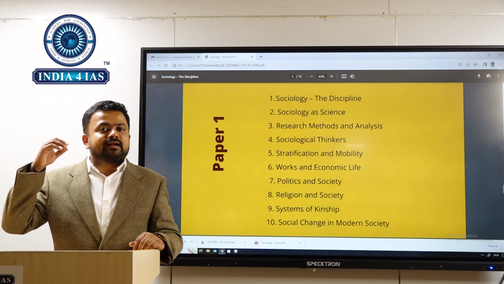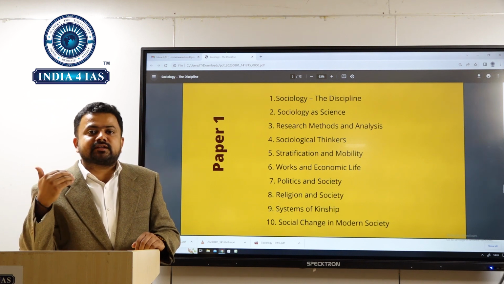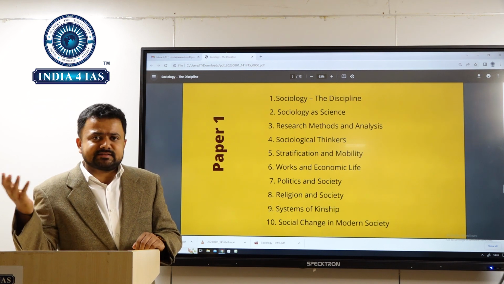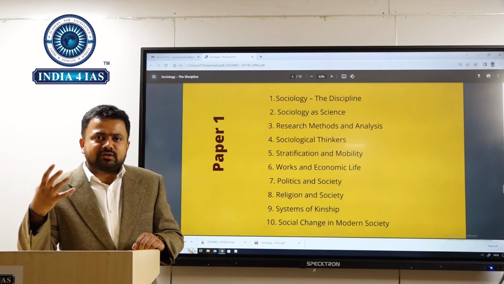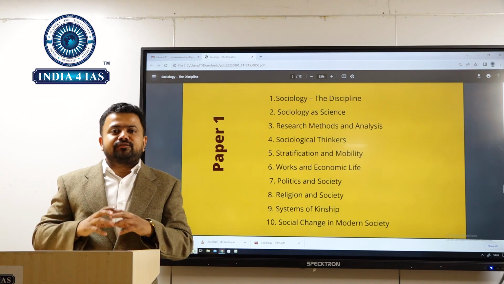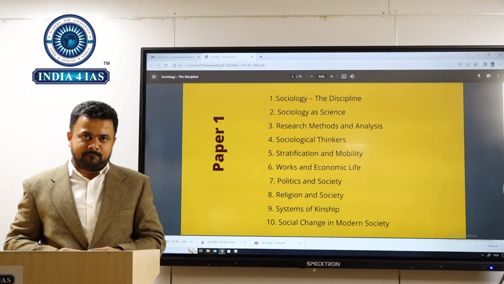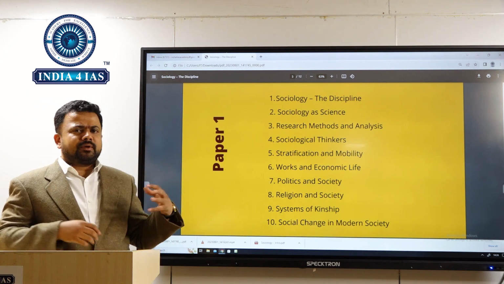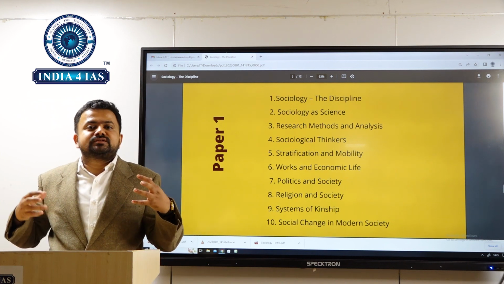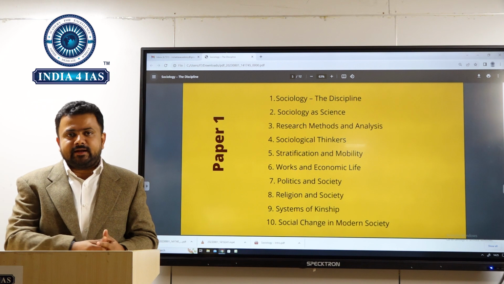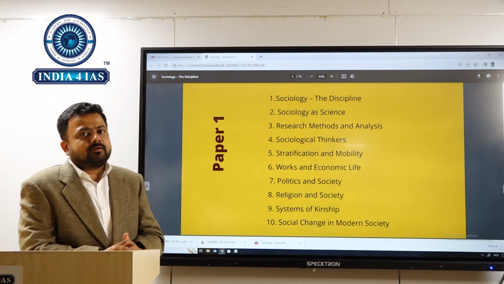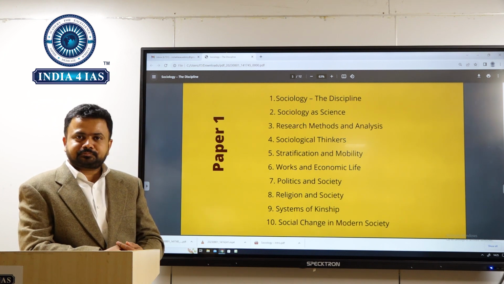For this, you need to understand the stratification that exists in the society in the form of class, caste, gender, race, ethnicity, and so on. So we will be studying the theories of stratification and the different modalities of social mobility and so on. And then comes work and economic life, which is a relatively very easy chapter for us because we see everything in our society as well: the importance of labor, the sociology of labor, and so on is something that we'll be studying here.